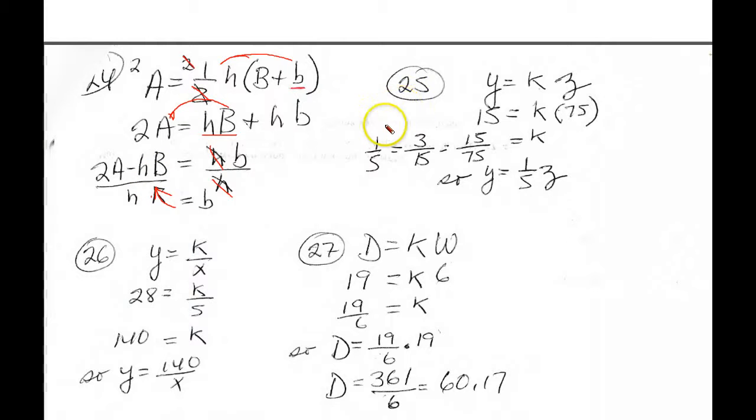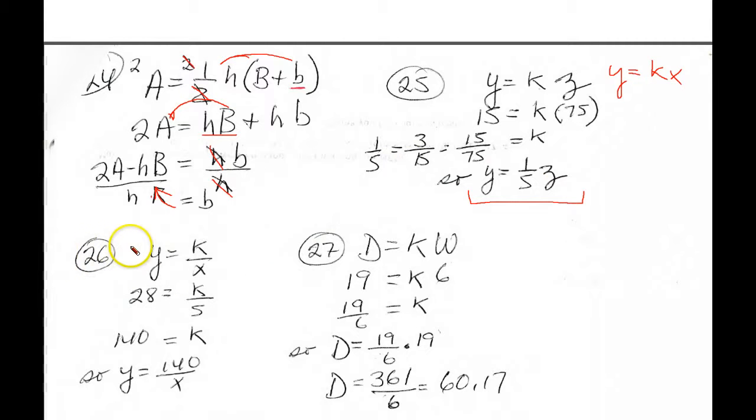All right, now these are all proportion problems, direct and inverse. Again, we said whenever we have direct proportion, y equals kx. But here they're saying it relates to z, so we put the z there. And we just substitute. Then we want to solve for k, our constant of variation. k is 1/5. So there's our equation.